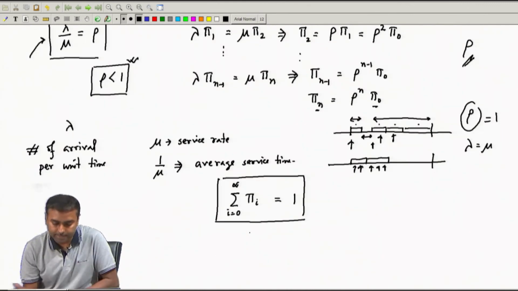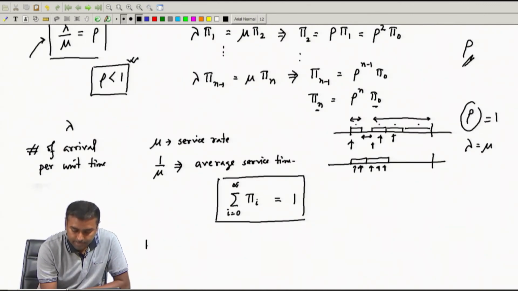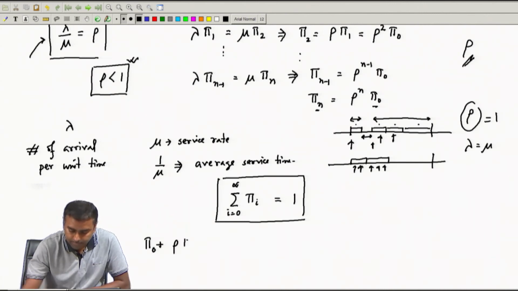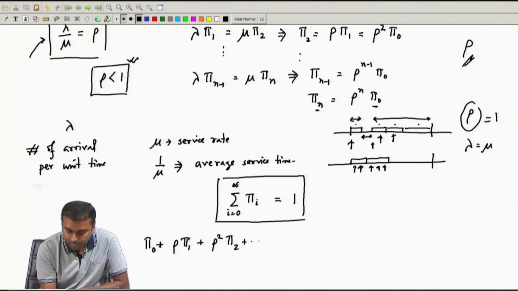So, let us try to do that. Basically this will be pi 0 plus rho into pi 0, that is pi 1, plus rho square into pi 0, that is pi 2, and so on, right.